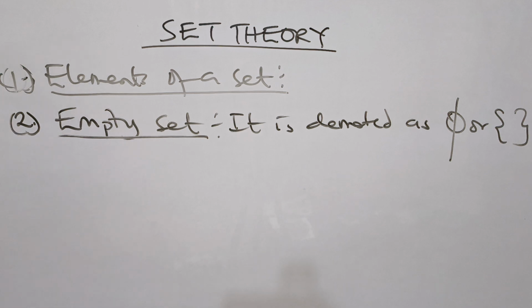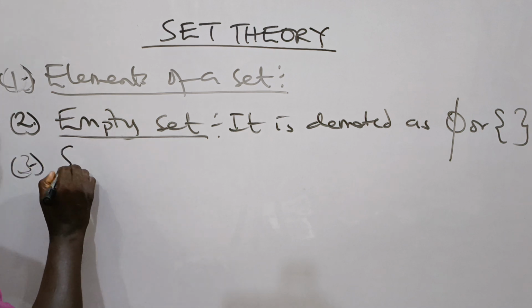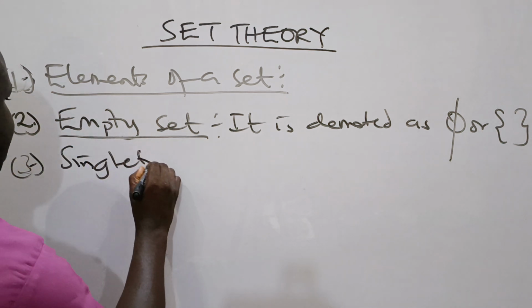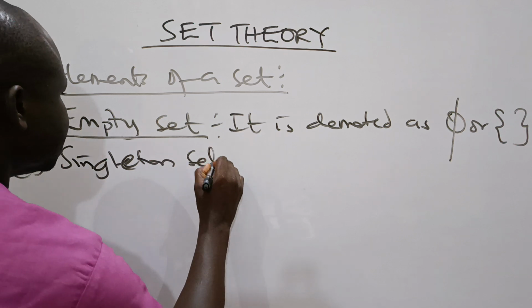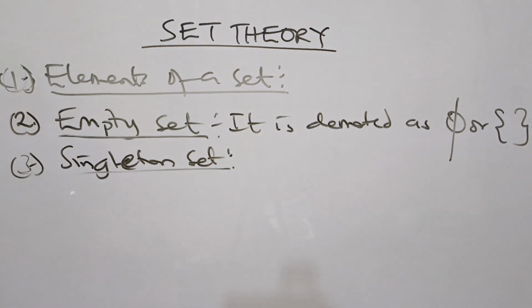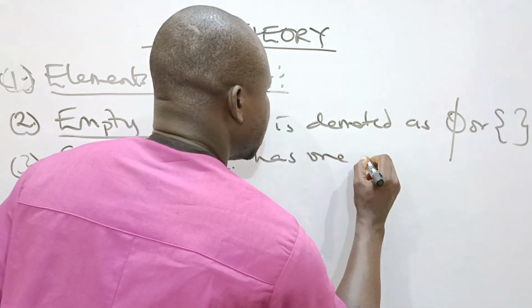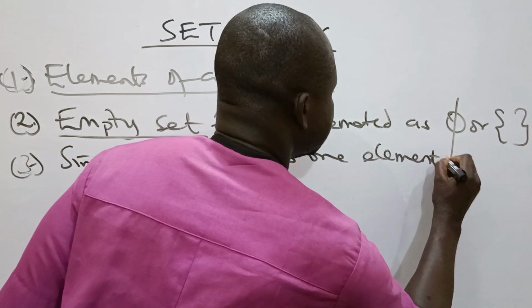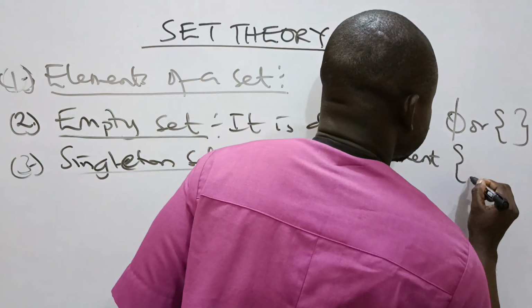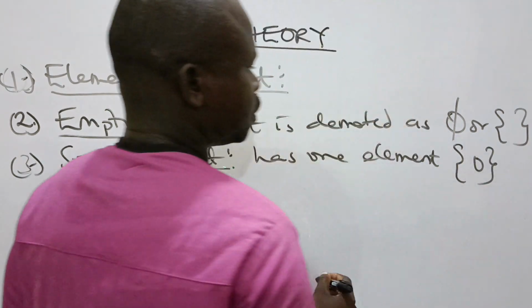Element of a set, as we have rightly said, they are just the members of a set. Then the third one is called singleton set. So this is a set that has one element. That is, e.g., when you have something of this nature.